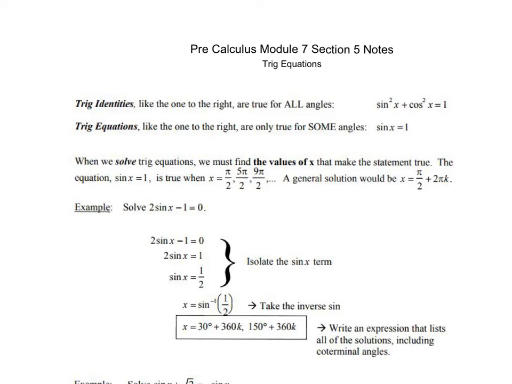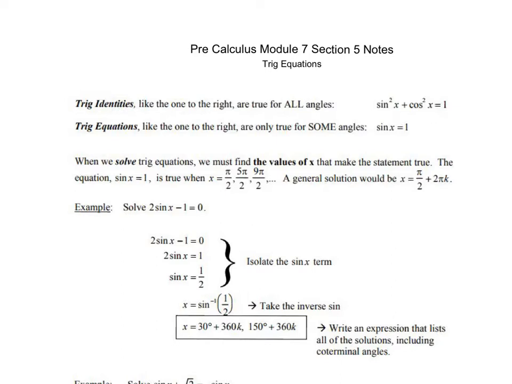In section 5, we're going to talk about trig equations and more specifically how to solve a trig equation. Now, unlike trig identities that are true for all angles, so for any value of x, sine squared x plus cosine squared equals 1, trig equations are only true for some angles. So there's only some angles where sine of x equals 1. So there is a difference between an identity and an equation.